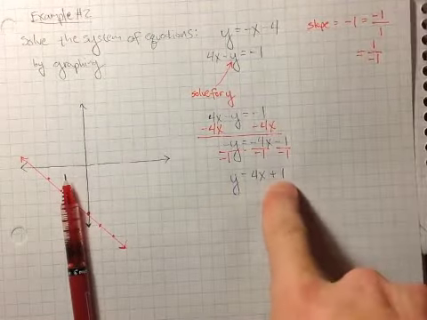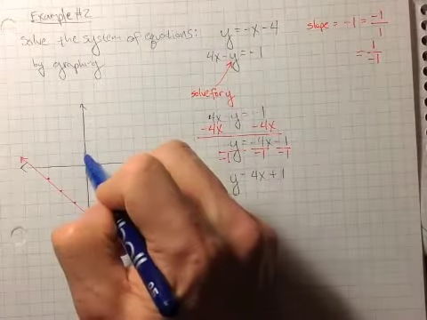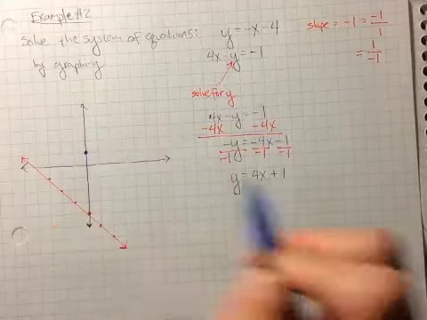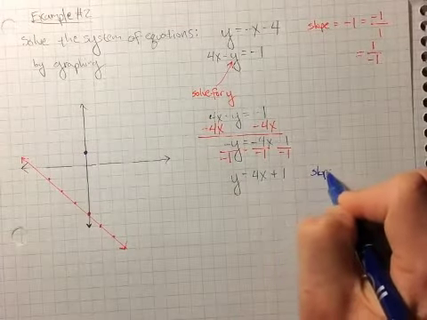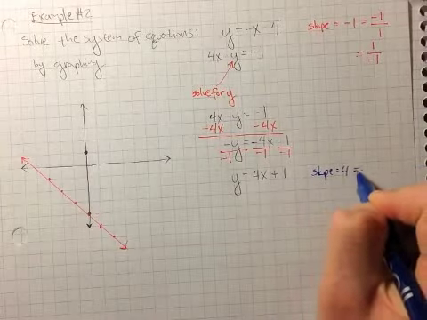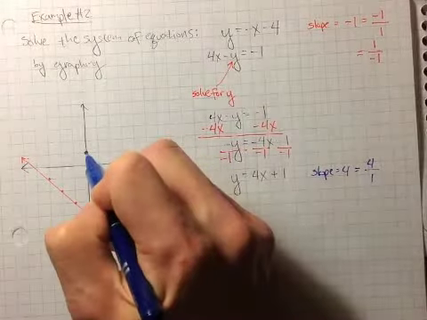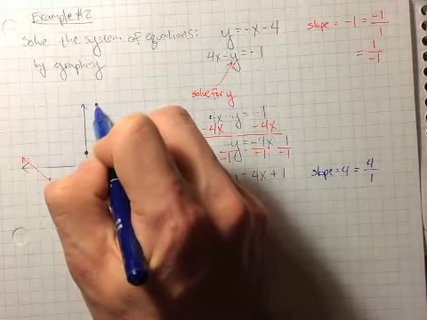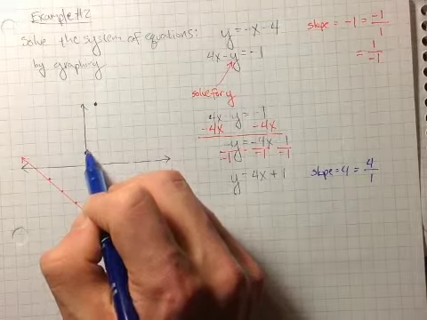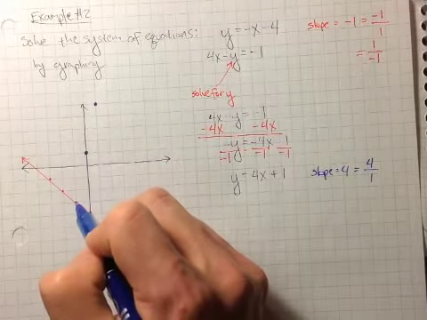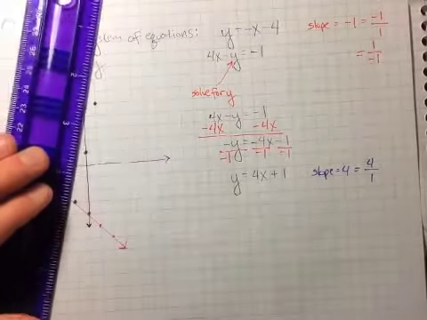I can clearly see that the y-intercept is positive 1. So I'm going to graph that. Positive 1. And then the slope is 4, which means rise 4, run 1. So rise 4, run 1. And then I can do the same thing except go backwards: rise negative 4, run negative 1. There we go. And then I'm going to graph this.